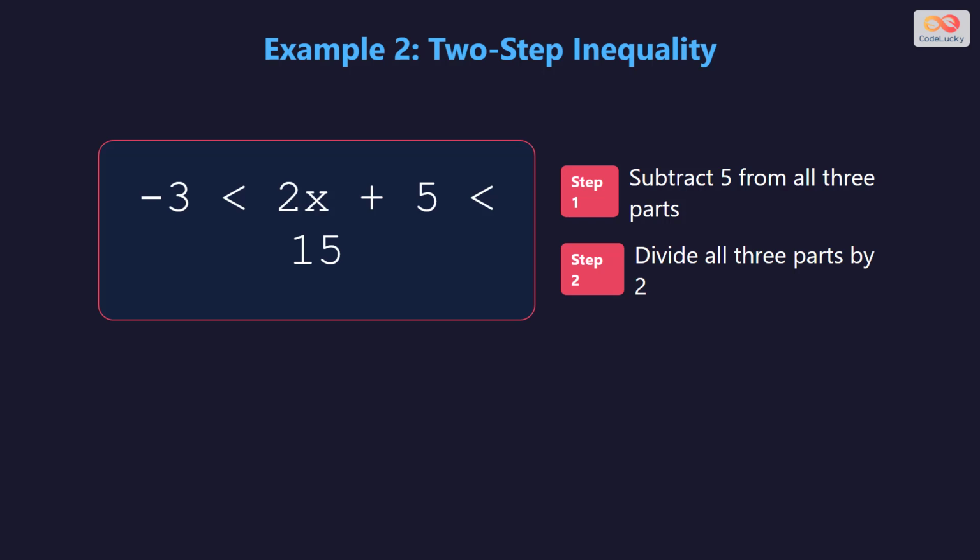Now for a multi-step problem. -3 is less than 2x plus 5, which is less than 15. Here, x is multiplied by 2 and added by 5. We need to undo these operations in reverse order, just like solving a standard equation.